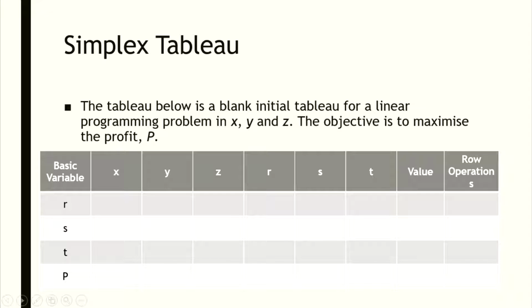So I'll explain the method in its simplest form, which is for a maximizing linear programming problem where the constraints are given as inequalities. To start, we create the initial tableau, which will look something like this. Well, this is a blank one, and you can see the variables along the top row. You've got three variables x, y, z, and then the slack variables r, s, and t. The objective row is the bottom row.